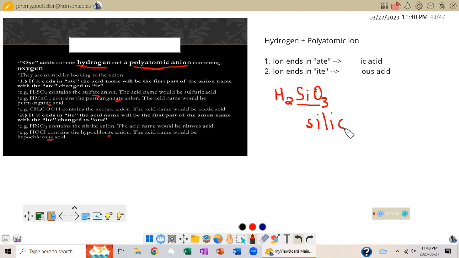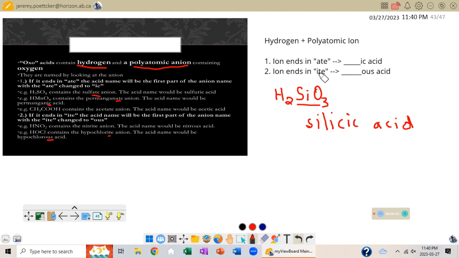All right, so we started with silicate. The -ate becomes -ic, so it becomes silicic acid. Looks like I am making up words. That many I's in one word just doesn't seem right, but it is correct.